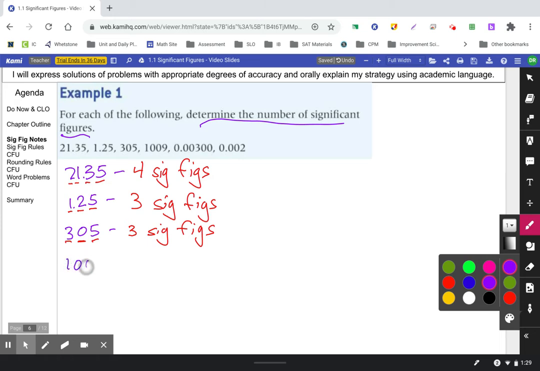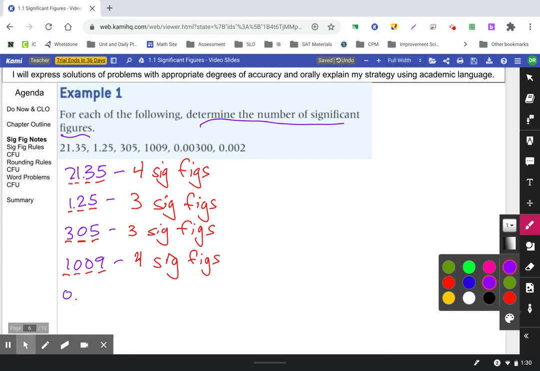Fourth one here, 1009. Very similar to this last problem. Again, our non-zero values are significant, and any zeros that are sandwiched between those, like these, are significant. So this has 4 sig figs. Sorry, my computer's a little unhappy. That says sig figs there.